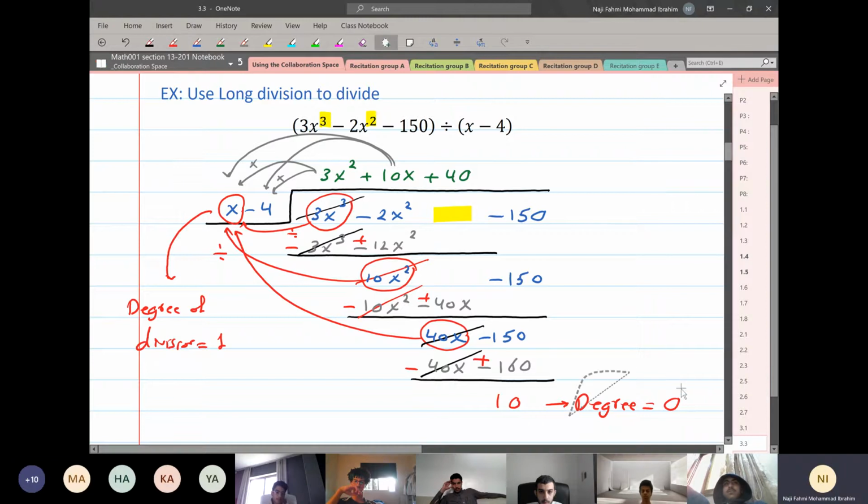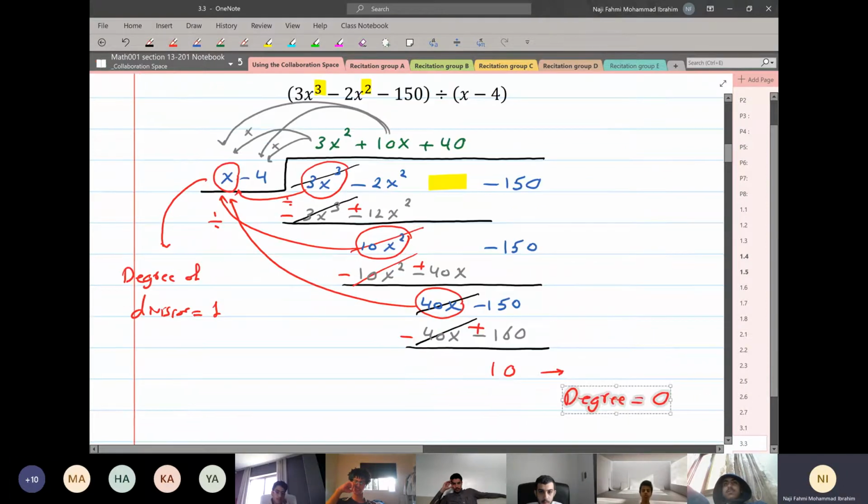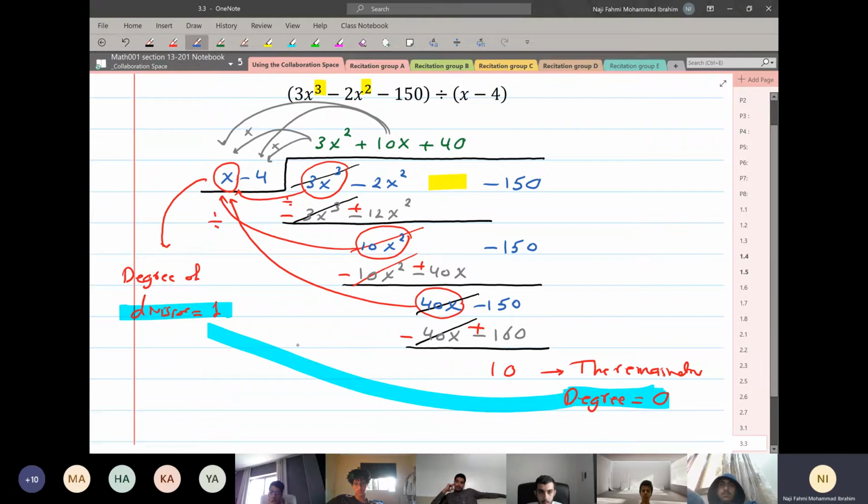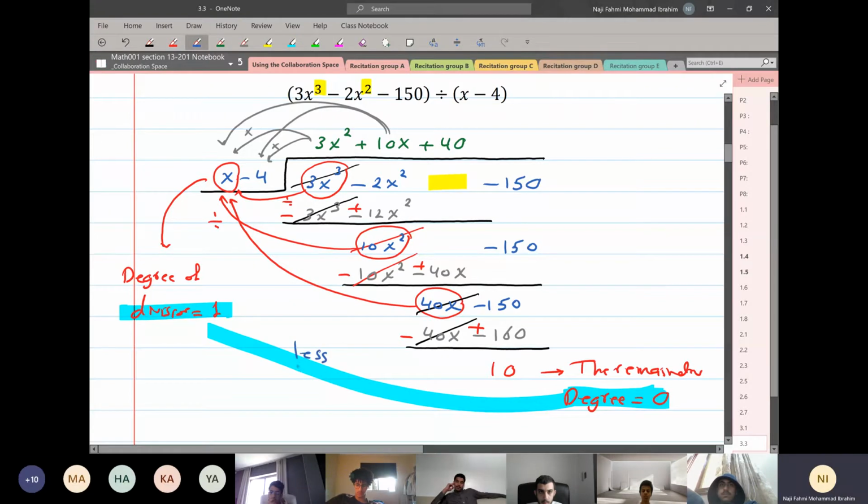Yes. If yes, we stop our division. So this is called the remainder. Again, I will repeat: if the degree of the remainder is less than the degree of the divisor, we stop our division. This means we have finished the division.